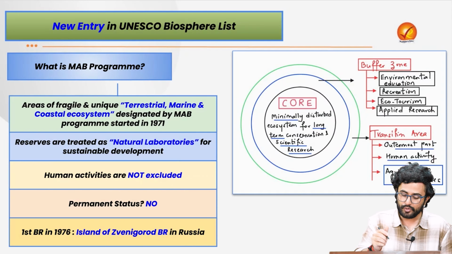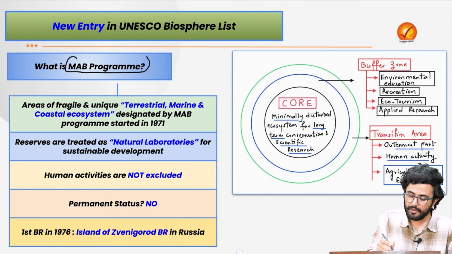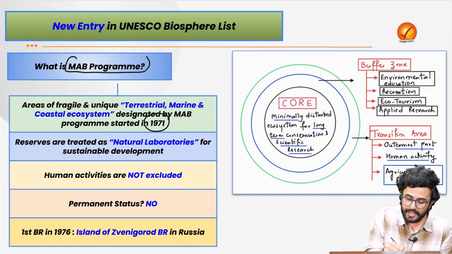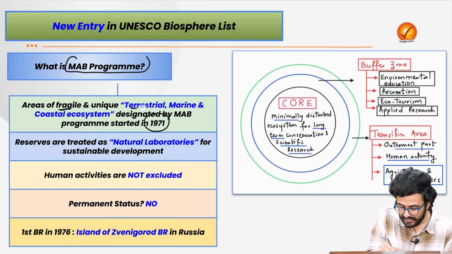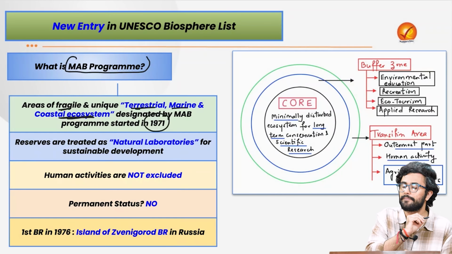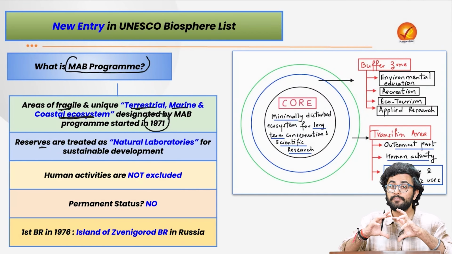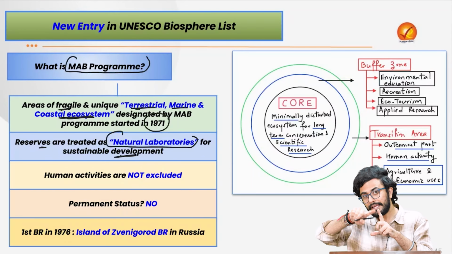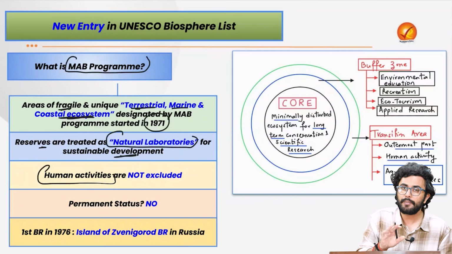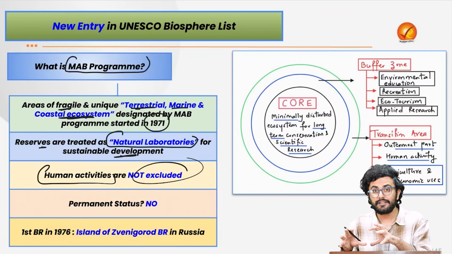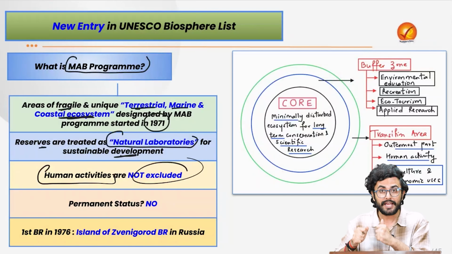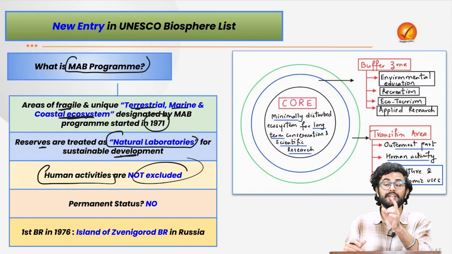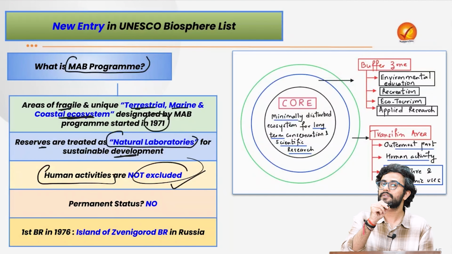Now, the question which shall be coming to your mind is what is this Man and Biosphere Program which was launched in 1971? It was basically to protect the areas of fragile and unique terrestrial, marine and coastal ecosystems. These were reserves which will be treated as natural laboratories for sustainable development. So, unlike other reserves, human activities in these biosphere reserves will not be excluded. Rather, the local communities will be utilized to learn from their traditional practices of environment conservation, like for example, how in our country we have sacred groves.